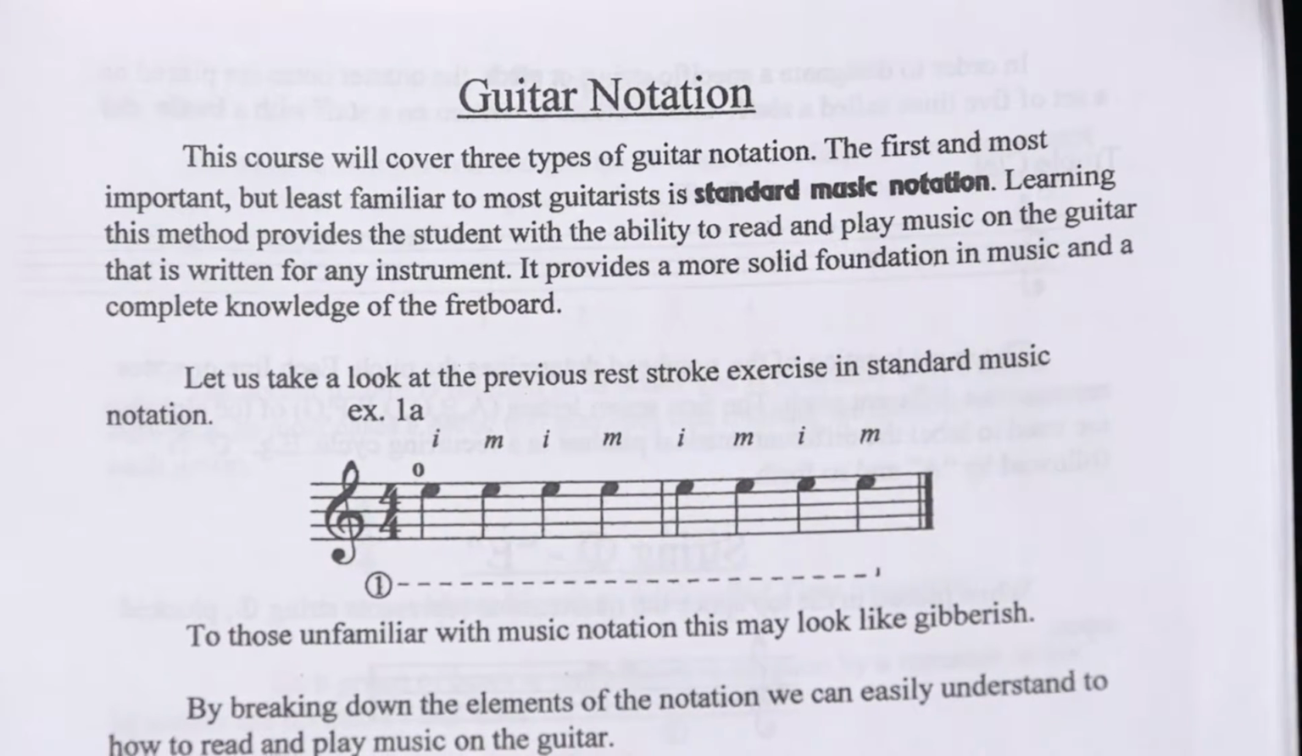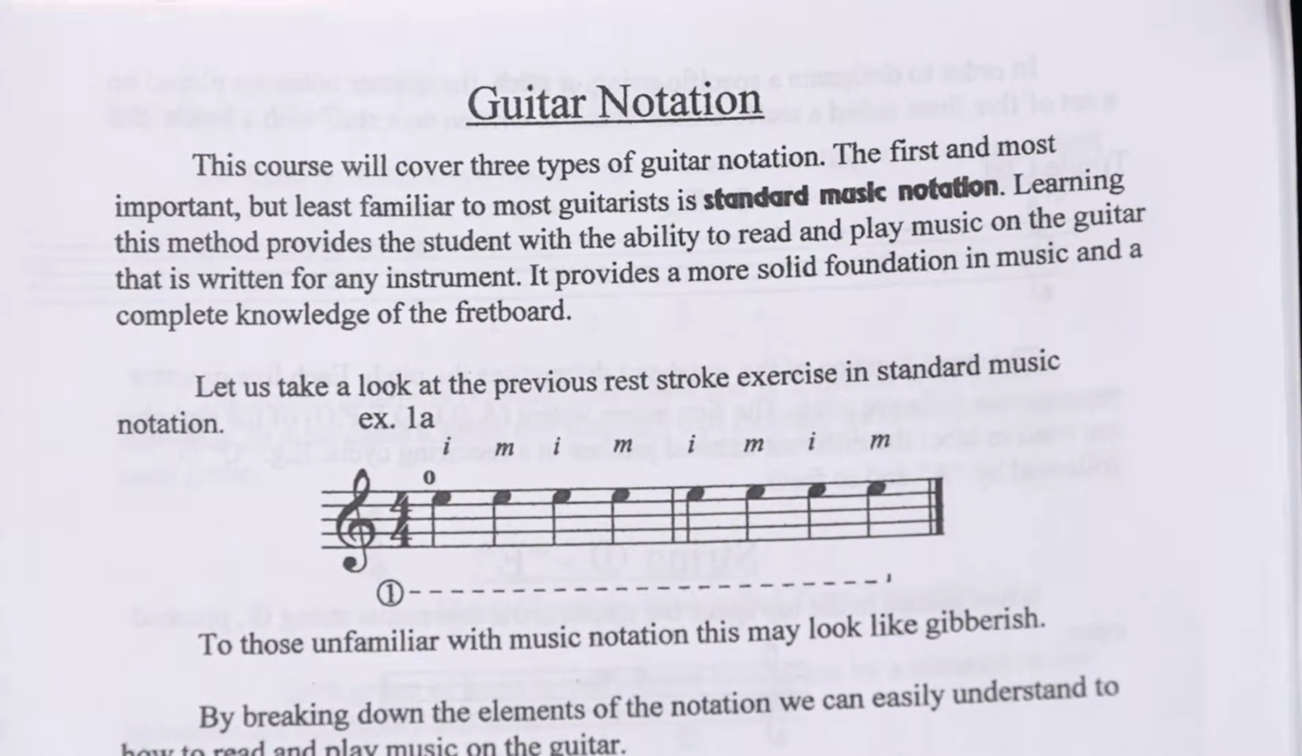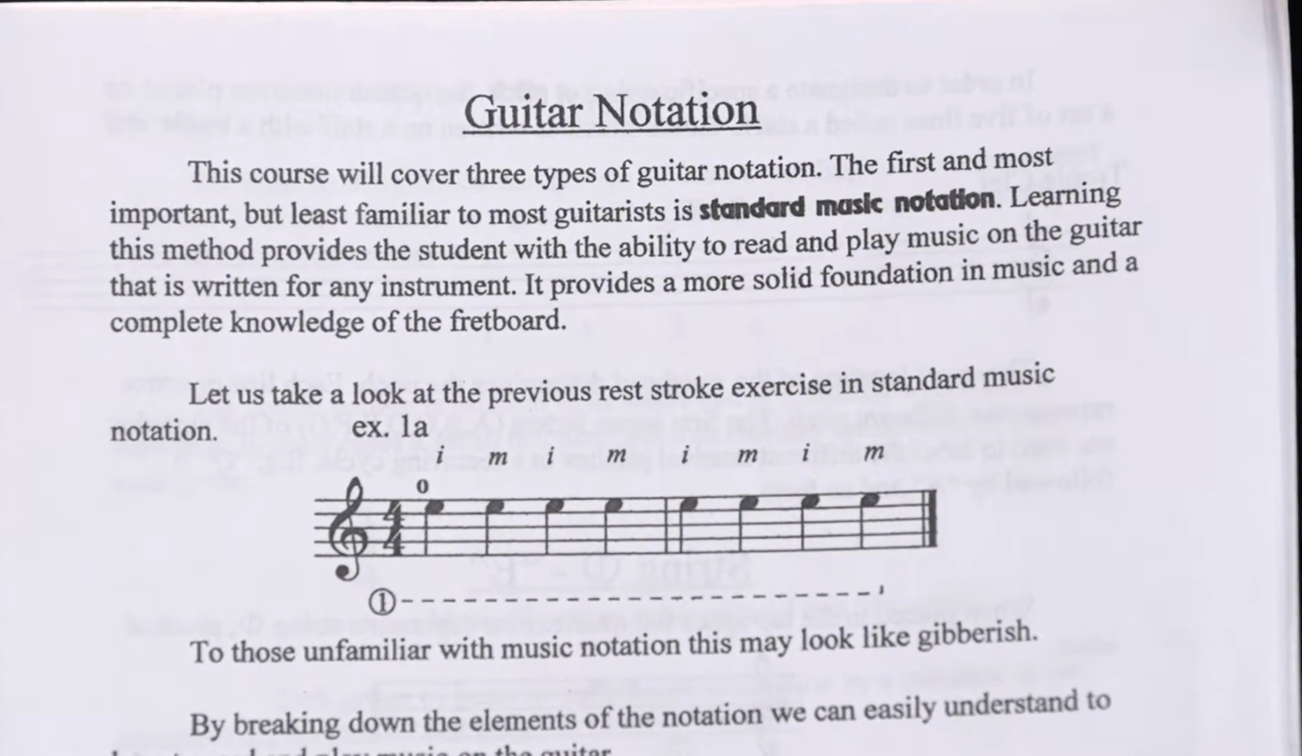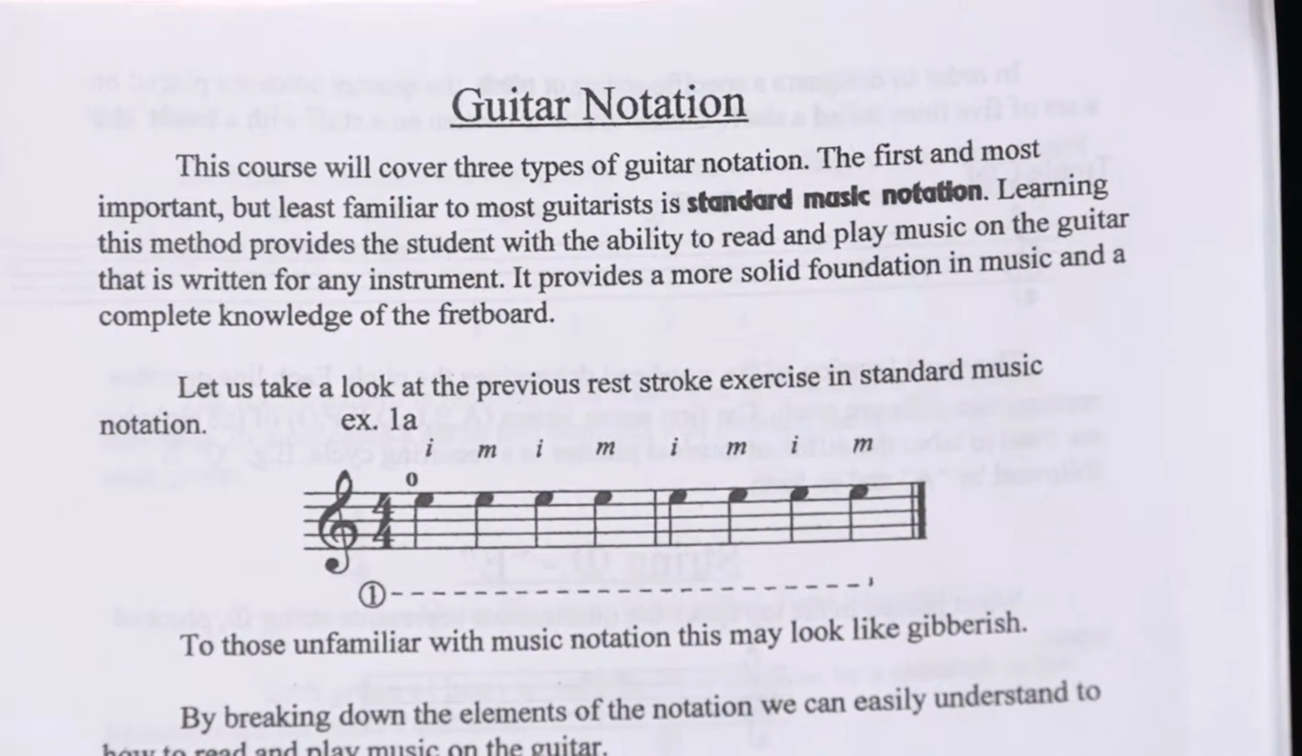Guitar music is notated in three basic ways. Today we're going to be discussing one of those, called standard music notation. Standard music notation is used by all instruments: piano, violin, viola, cello, clarinet, flute. They all read standard music notation. And it's really the hardest to learn first, so we're going to start with it and use it for a few weeks, and then we'll transition into the other forms of notation.